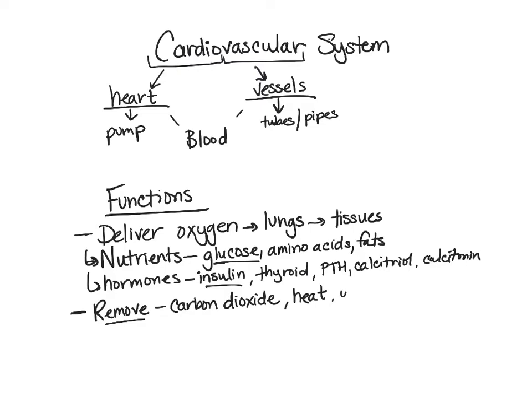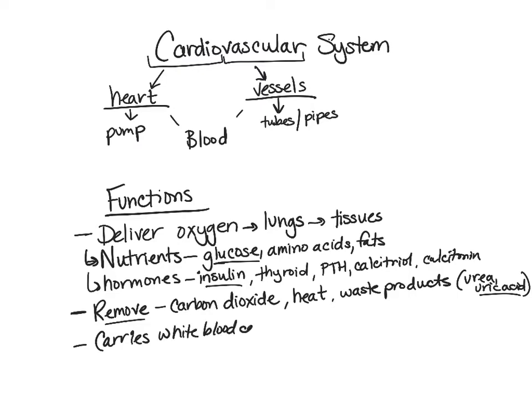And then other waste products. As our body is going through and we're metabolizing, breaking things down, building things up, we're going to have various waste products. You can think of things like urea, uric acid, things like that. Some of these things are going to be lost in the urine, but there are other types of waste that we'll talk about that will be removed, going through the bloodstream and then removed from the body. Also, our blood and our cardiovascular system as a whole is going to carry white blood cells and antibodies. And this is for our defense.